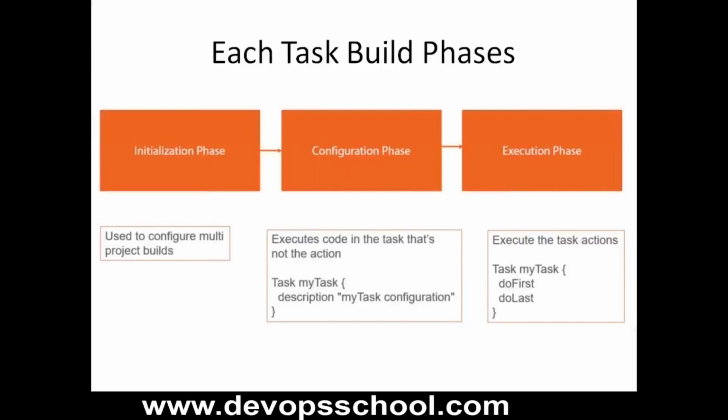Okay, so now task has a life cycle of the three phases. The task when it is in initialization phase can be used to configure multi-project builds. As of now, I am having only one project build, but when you declare something at the multiple project, then initialization phase will be used. Now configuration phase, what will happen? Configuration phase only runs the code which is not in an action. So in the configuration phase, only those things will be executed, for example, description, println, and all stuff like that.